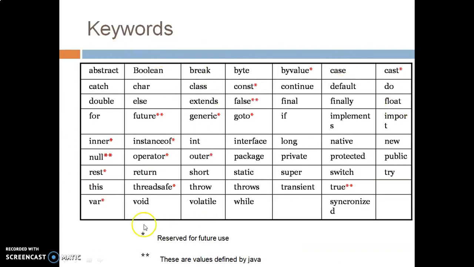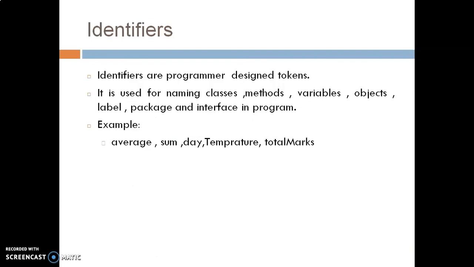These are keywords. There are 60 keywords in Java, and wherever you see a star, it means these keywords are reserved for future use. It means now we are not using them, but in future we are going to use them for our Java programming.